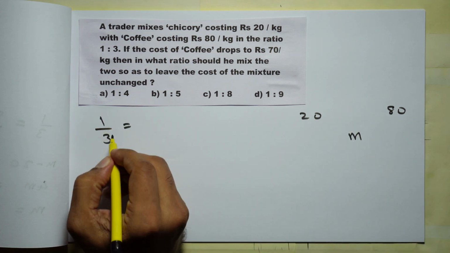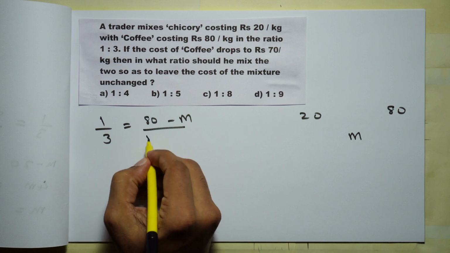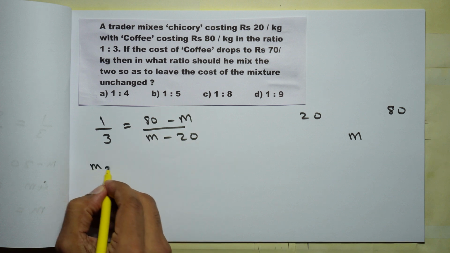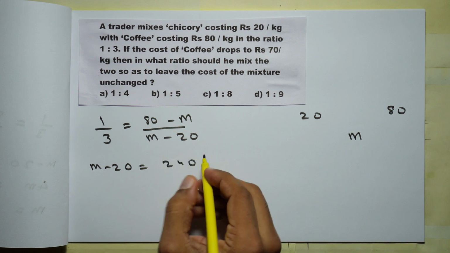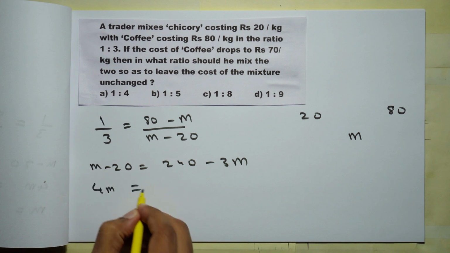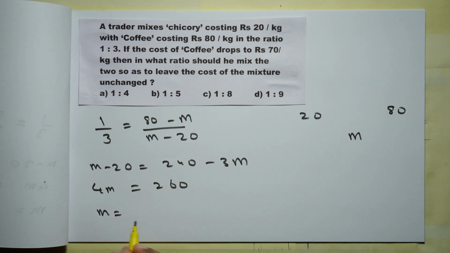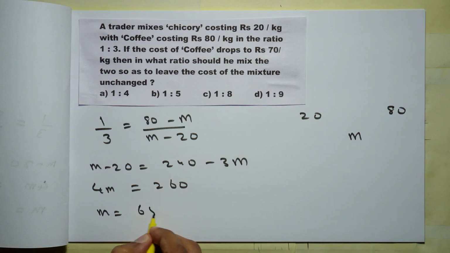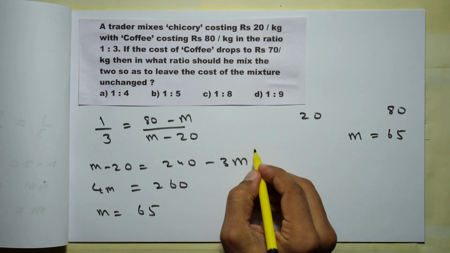So substituting into the formula, price of the expensive one 80 minus mean price, that is what we need to find out, divided by mean price minus price of the cheap one 20. So we'll just solve this. You will get m minus 20 is equal to 3 times this. So 3 into 80 gives you 240 minus 3m. 3m I'll bring to this side, so you will get 4m is equal to 240 plus this 20, that is 260. So m you will get as 260 by 4, that is 130 by 2, that is 65. So mean price you will get as rupees 65.